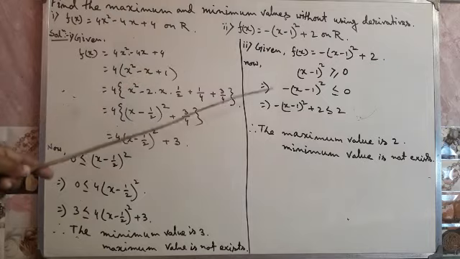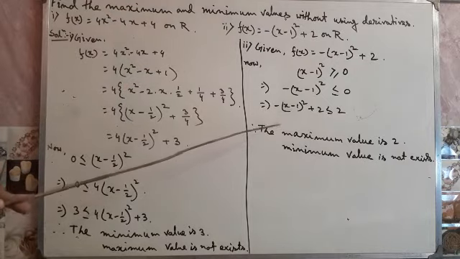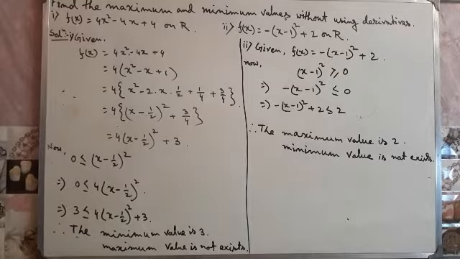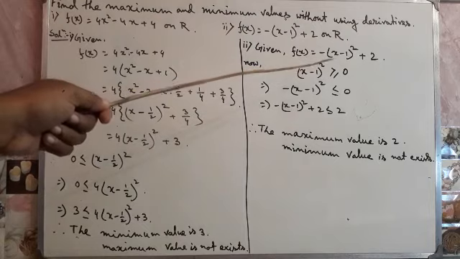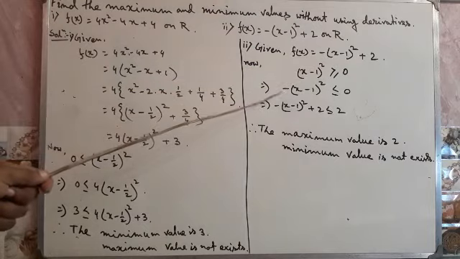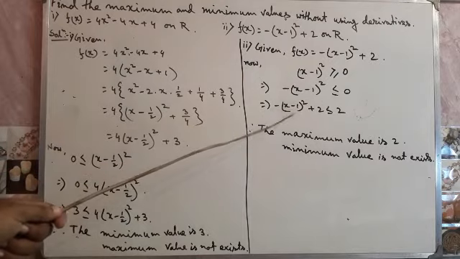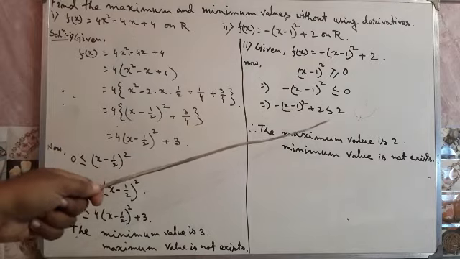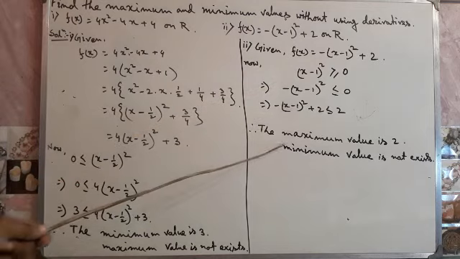Similarly, in the second problem, given f of x is equal to minus of x minus 1 whole square plus 2. This x minus 1 whole square is always greater than or equal to 0. So minus of x minus 1 whole square is less than or equal to 0. Adding 2 both sides, this expression is less than or equal to 2, that is f of x less than or equal to 2. So the maximum value is 2, but the minimum value does not exist.